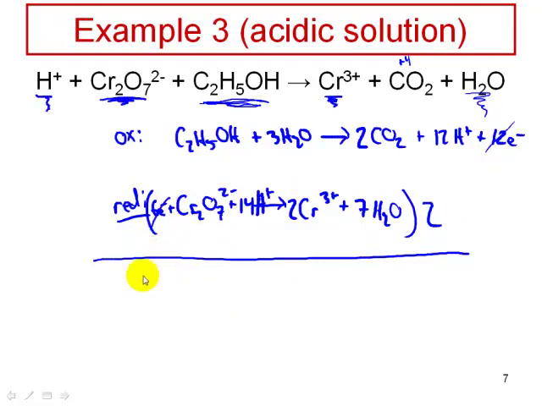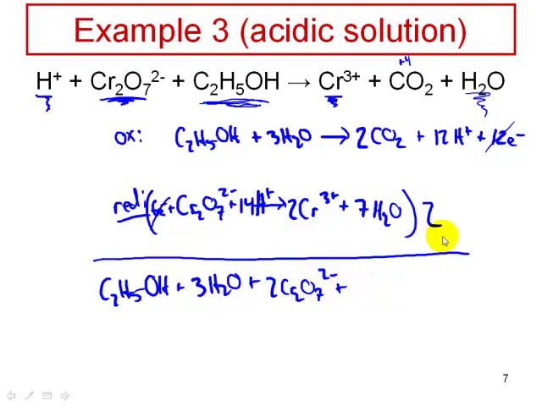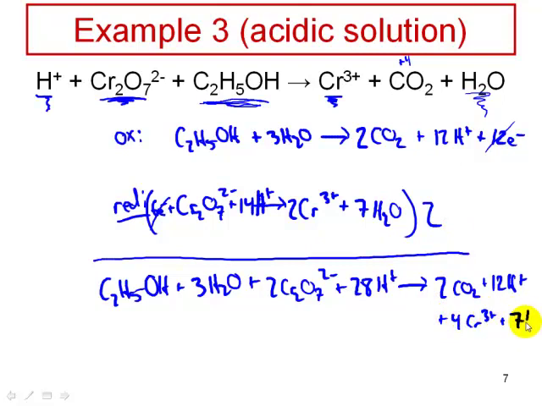The total equation would be ethanol, C2H5OH, plus 3H2O, plus 2 dichromate, Cr2O7 2 minus, plus 2 times 14 is 28, H plus, yields as products, 2CO2 plus 12H plus from the top equation, and then plus 4 Cr3 plus, 7 H2O. Now, sorry, it's kind of sloppy there.